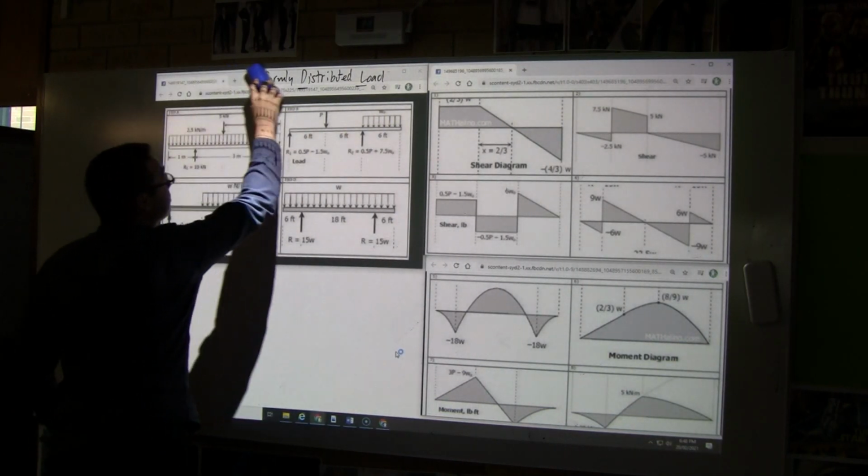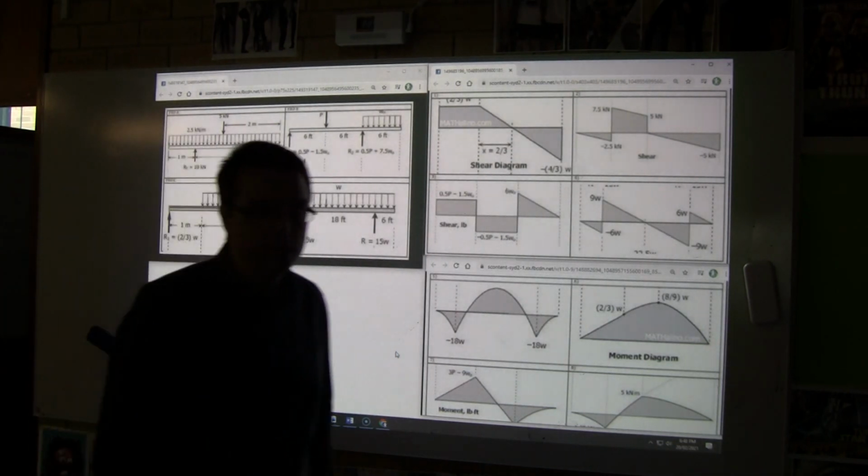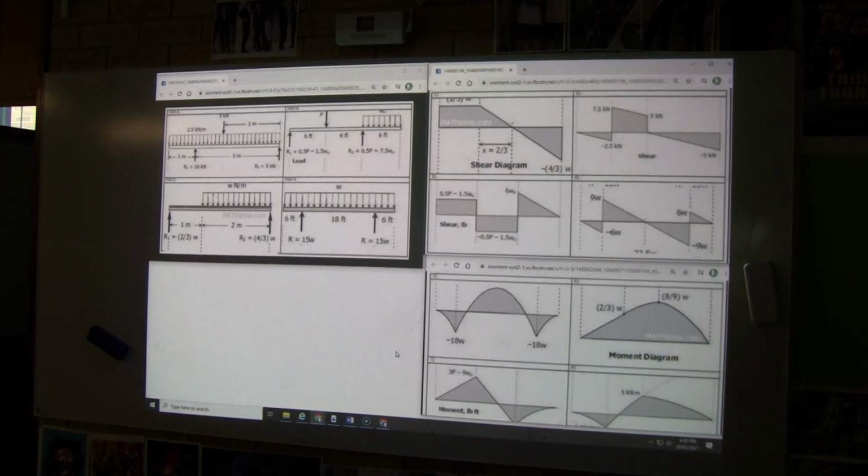So, let's start looking at some past HSC questions and be done with bending.